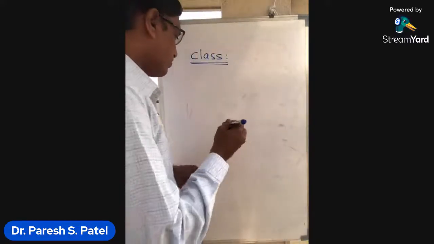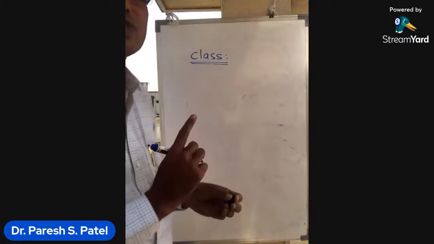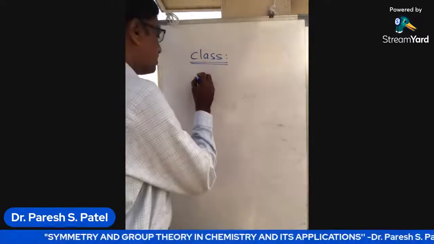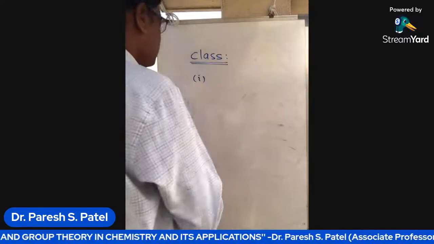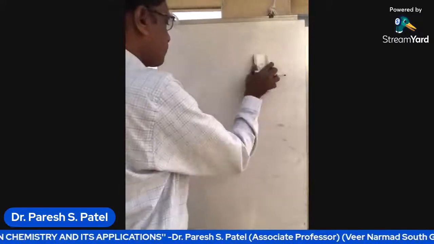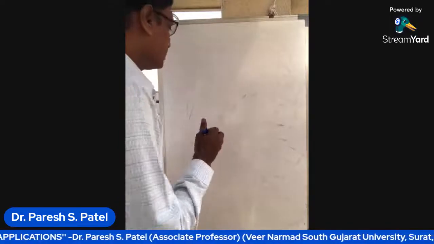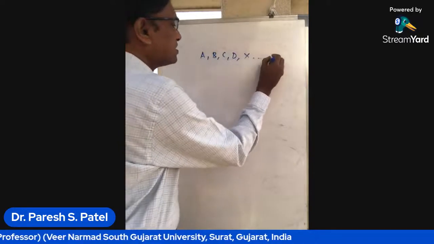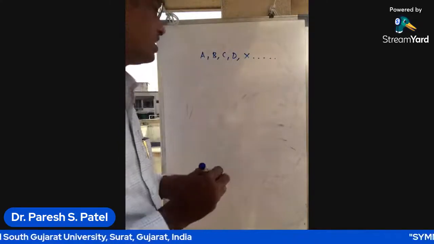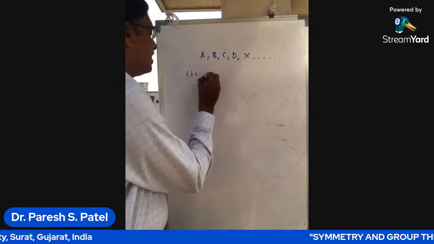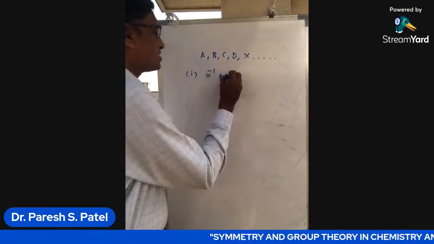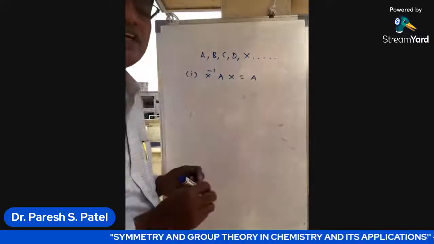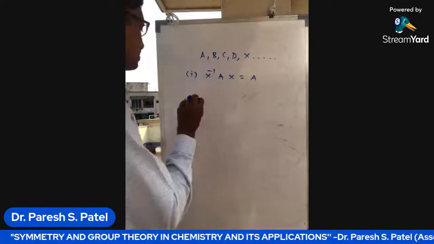Now today we are going for another molecule, that is the ammonia molecule. Before starting how to find the classes for the ammonia molecule, let us recall the conjugate properties. Yesterday we discussed that A, B, C, D, X are different symmetry elements of a particular group. First, if X inverse A X is equal to A, it means A is conjugate to itself to form an individual class.